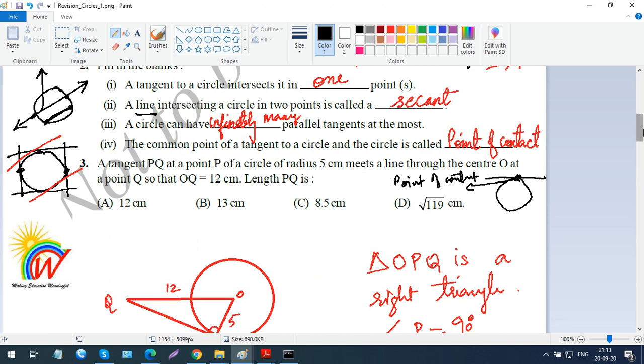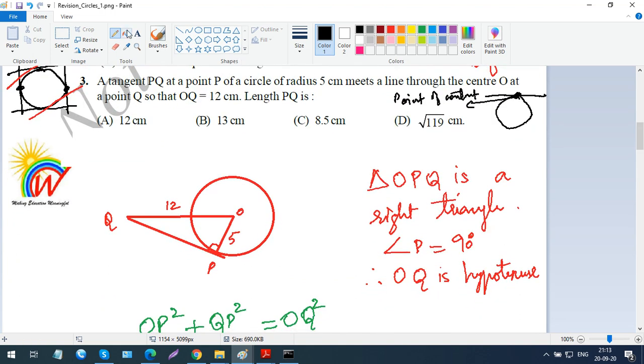A tangent PQ at a point P of a circle of radius 5 centimeter. I'm drawing a circle of radius 5 centimeter. In these kinds of questions you should know how to draw the circle. I have already drawn the circle, but now I'll show you how to draw it step by step. So there is a tangent PQ at a point P of a circle of radius 5 centimeter. Let me draw a circle of radius 5 centimeter.